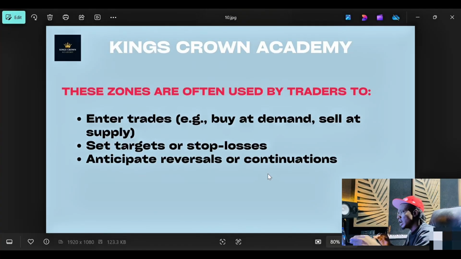Now let me take this. These zones are the supply and demand zones. These zones are often used by traders to enter trades: buy at a demand, sell at a supply. You sell from a premium, you buy from a discount. Premium and discount is another topic I would like to treat on this channel. Now you set your target, your proper stop loss, and anticipate reversals and continuation.